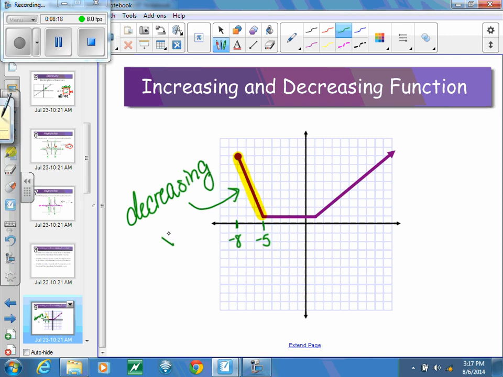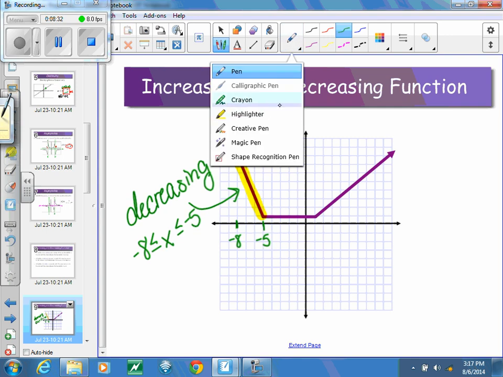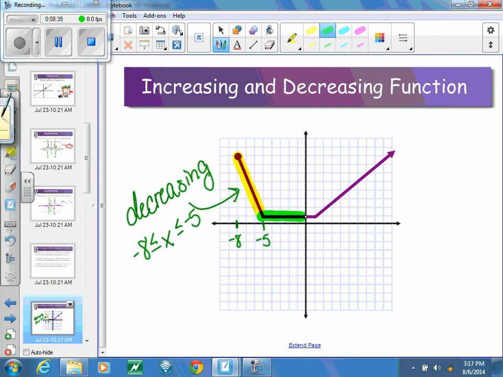So we are decreasing for when x is greater than or equal to -8 and less than or equal to -5. The next part of our graph is remaining constant, so it's staying the same. As we look here, we have this horizontal line being drawn, and that's where we have a constant graph. Our graph is constant as x goes from -5 to +1. So when x is greater than or equal to -5 and less than or equal to +1, we're talking about a constant graph here.